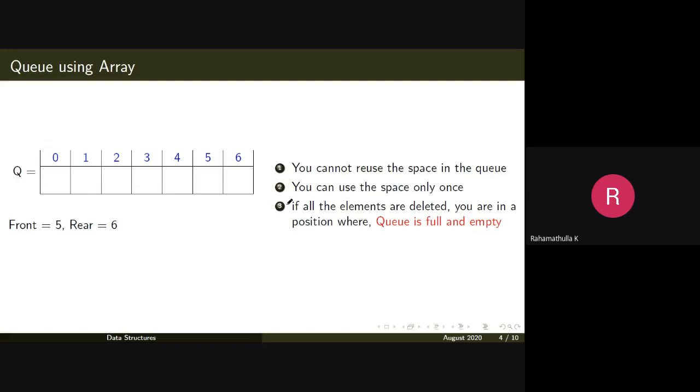Or in other words, you cannot reuse the space in the queue. This space can be used only once in the lifetime of this queue. The second place also can be used only once in the lifetime. You cannot reuse the space in the queue. So in order to avoid this situation, if there is vacant space in the queue and you are able to insert an element here, then that will be a more efficient way of implementing the queue. We'll see that in the case of a circular queue.